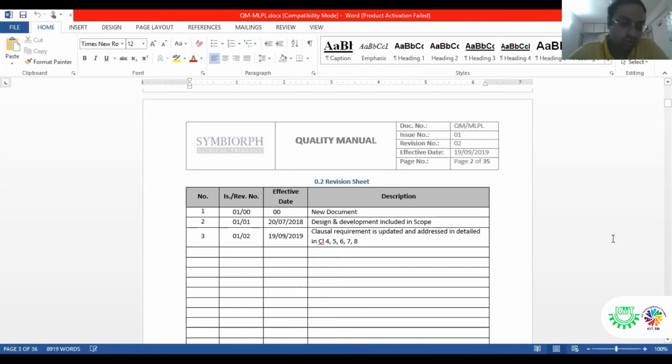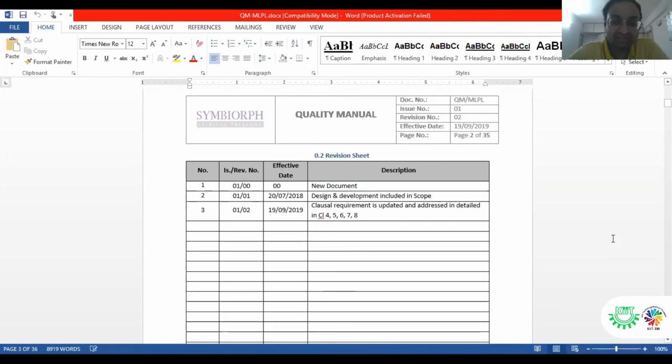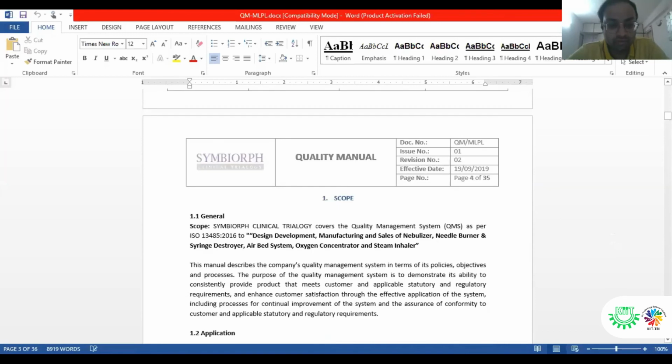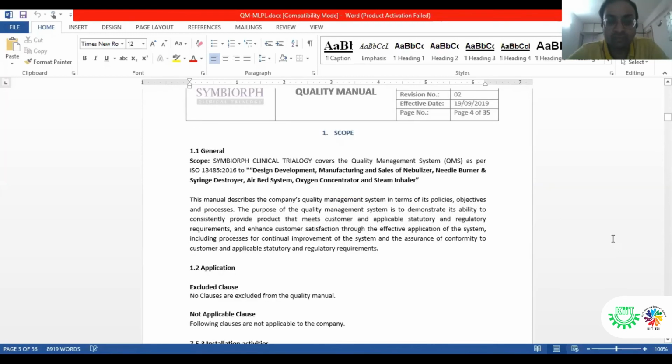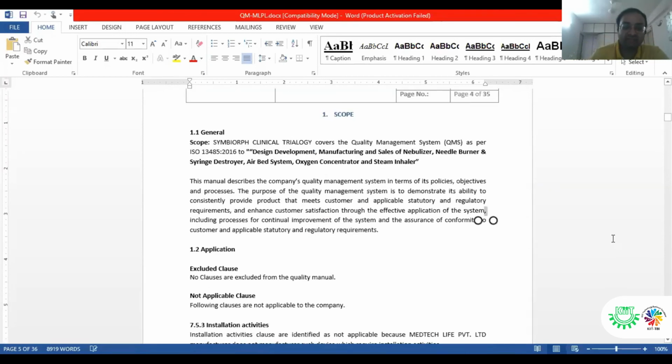Whatever changes you are making, you have to plan well and define in the revision history. A company introduction you have to provide here. So here I am talking about the scope. You can see I have written the design, development, manufacturing, and sale of nebulizers, needle burner, syringe destroyer, air press system, oxygen concentrator, and steam inhaler. So you can see the scope here.